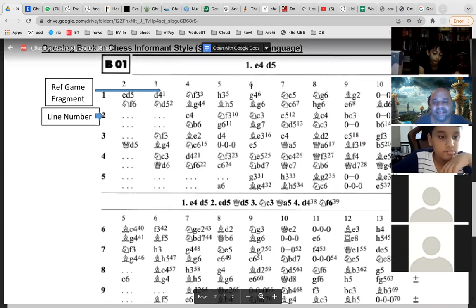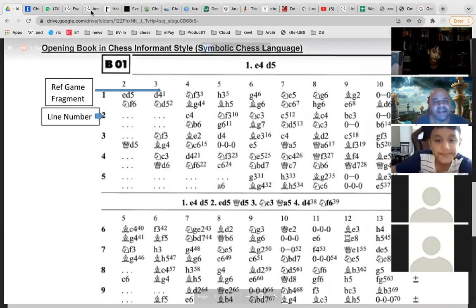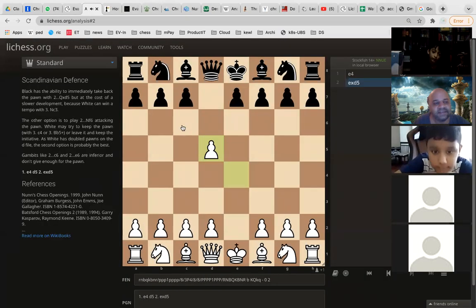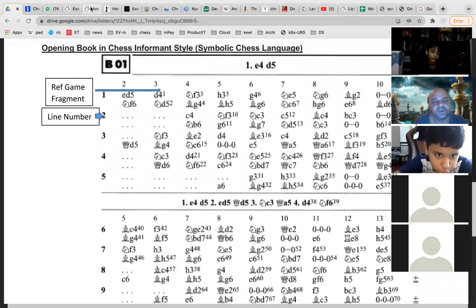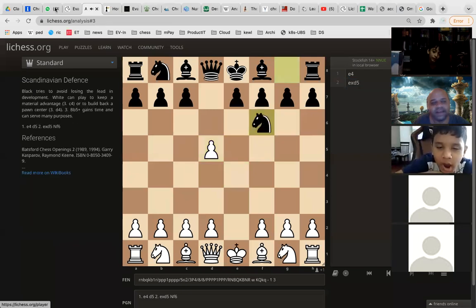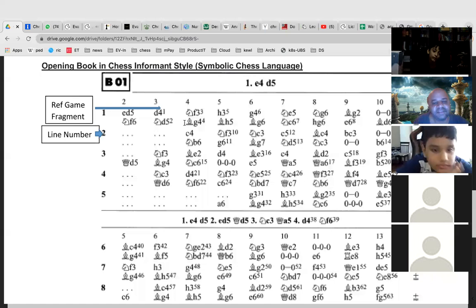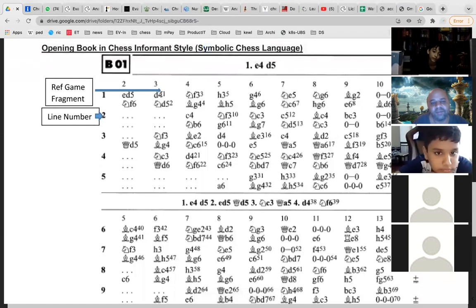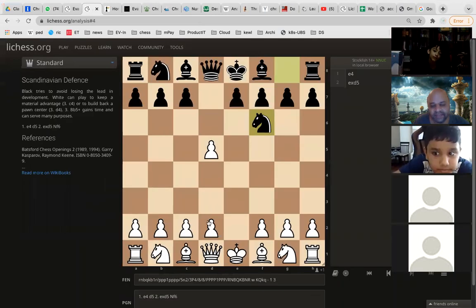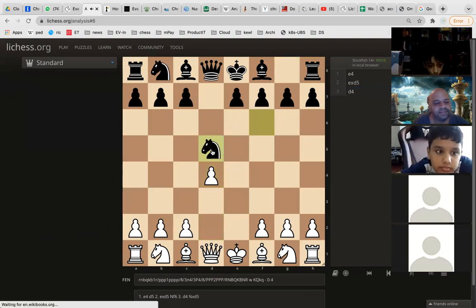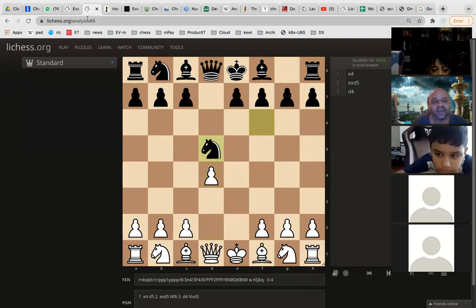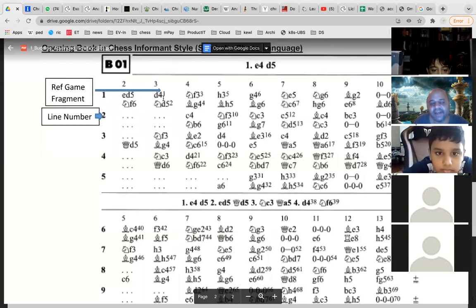Now here, how to read this kind of encyclopedia is, we will take E4 D5. In line one, what is happening is E D5. E D5 means white is capturing this, right? And what is the next move? Black is playing knight to F6 here. So knight to F6. Okay, and then what happens? D4. D4 and then knight to D5. So D4 means this, and then knight to D5 means this.